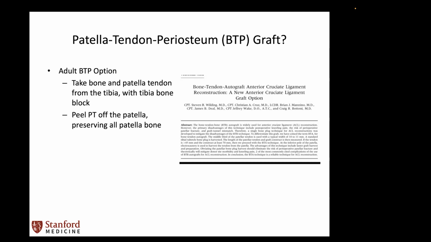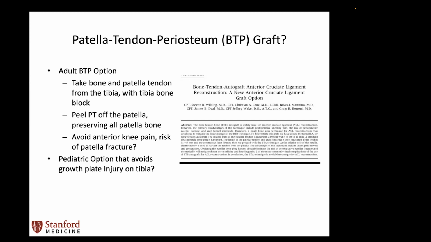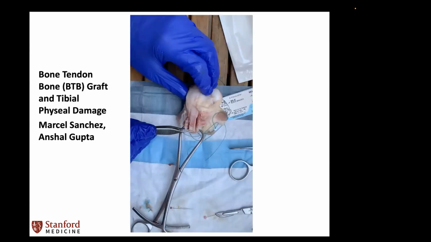I looked at this years ago and said, wow, why don't we flip that upside down and do that on kids? We would take some bone potentially from the patella, but peel the periosteum off the tibia and not damage the growth plate. So we thought, well, this might be an option. Could we develop a new graft option or revision option for pediatric patients and not damage the growth plate? I'll just play this video.